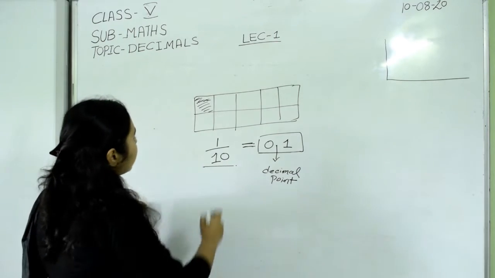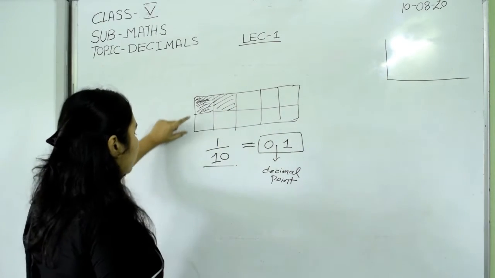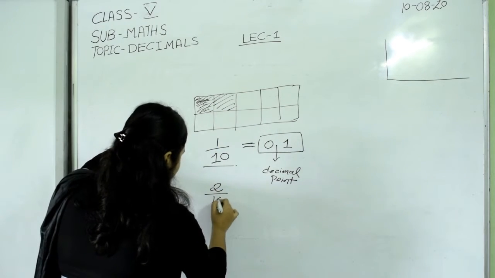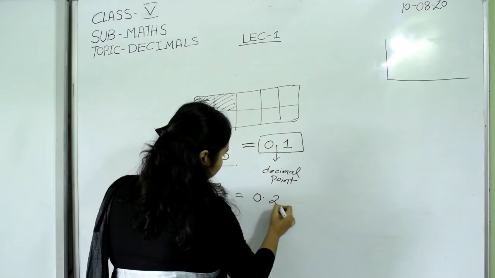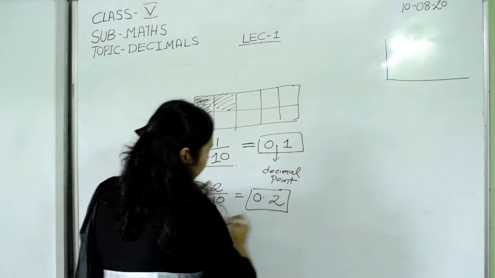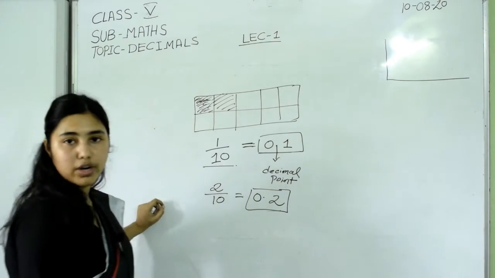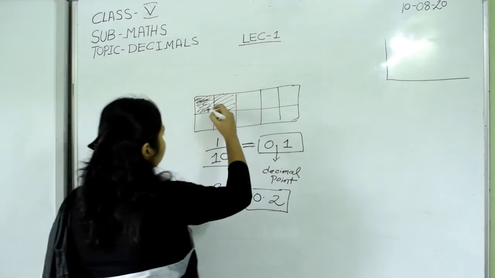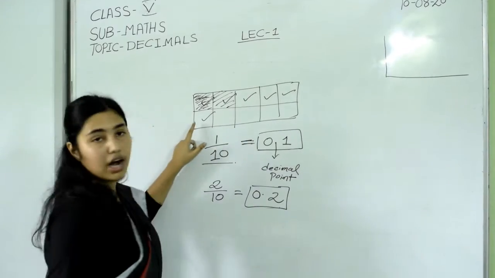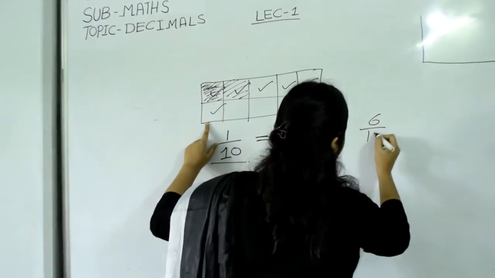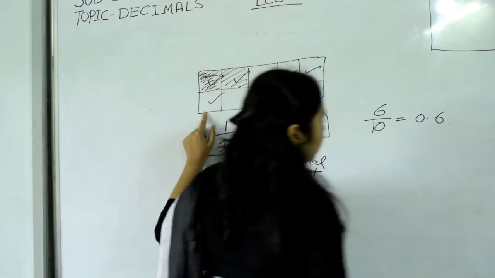Okay, now if we consider 2 out of 10, then again we can denote it as 2/10, and this value is equal to 0.2, and this is the decimal value of this fraction. Again, this point is known as decimal point. Now same, if we consider 6 out of 10, again we can write it as 0.6. Okay?